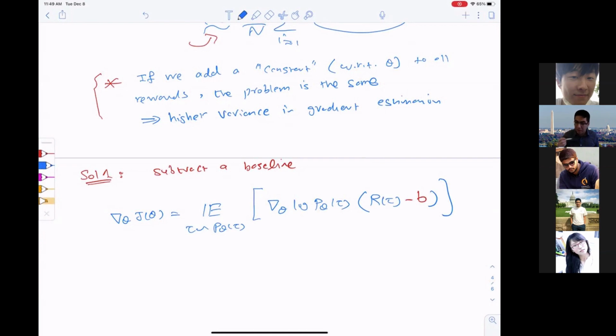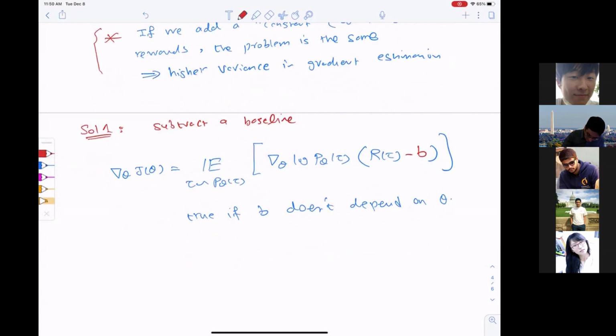So you can subtract a constant from the reward, as long as B does not depend on theta. And the reason is really simple, because if you look at the expectation of the gradient of your log times B, you can easily show that expectation is in fact zero. So it really doesn't change your gradient calculation.